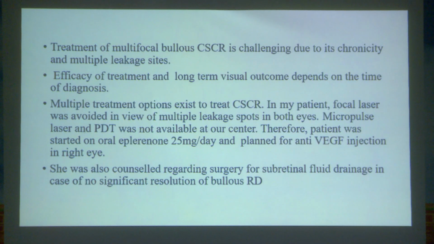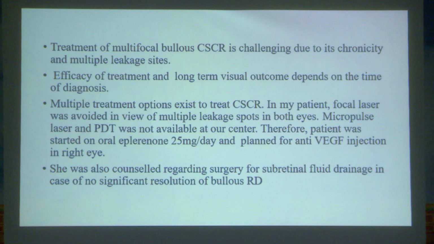Treatment of multifocal bullous CSR is challenging due to its chronicity and multiple leakage sites. Efficacy of treatment and long-term visual outcome depends on the time of diagnosis. Multiple treatment options exist to treat CSR. In my patient, focal laser was avoided in view of multiple leakage spots in both eyes. Micropulse laser and PDT were not available at our center.